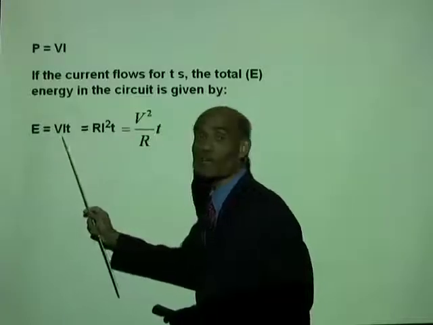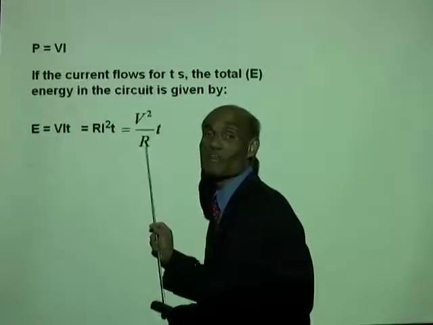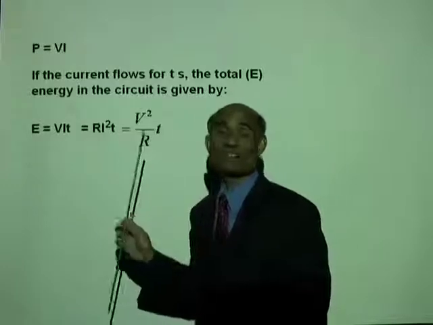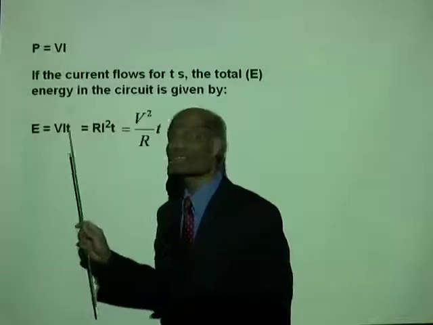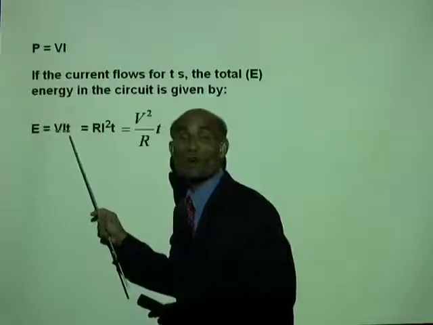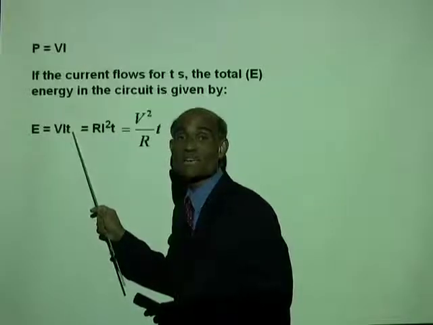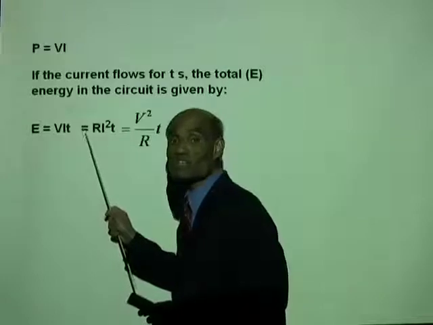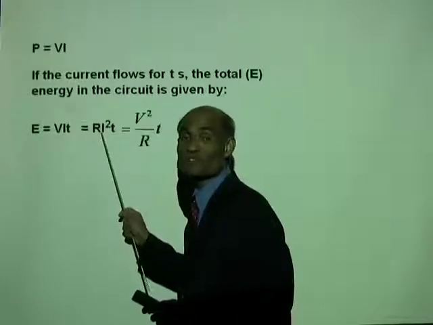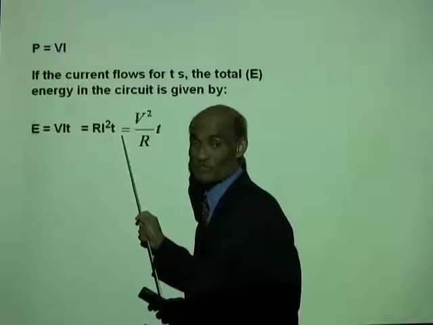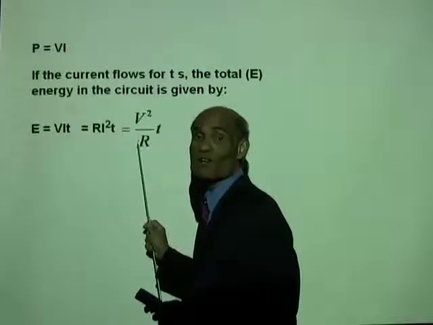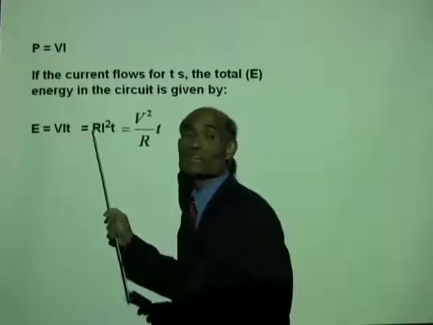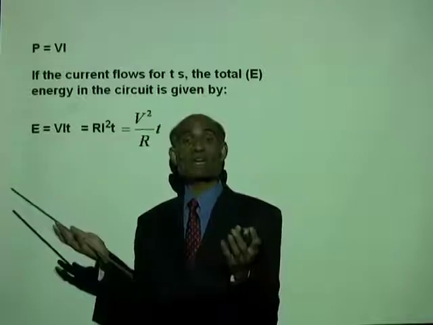So look at the three forms of the energy equation. The energy in an electrical circuit when current flows for a time t seconds is VIt, which is the same as RI squared t, which is the same as V squared over R times t. Three different forms of the same equation.